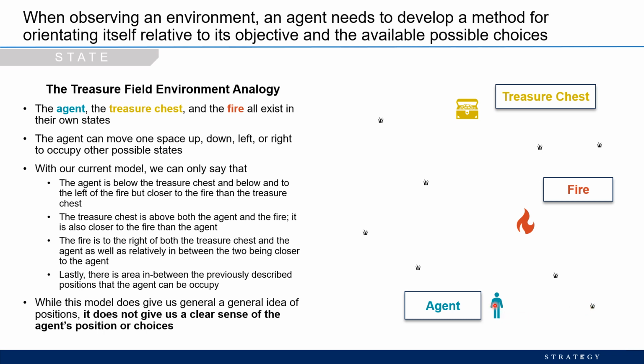As of right now, we really do not have a good way to define where this agent is, or where the fire is, or even where the treasure chest is. We can relatively say perhaps that this agent is below the fire, the treasure chest is above the fire. Maybe the agent is a little bit to the left of the fire. The treasure chest is farther to the left of the fire. But our current model and our current view of this environment really doesn't give us a good way to describe the state of where the agent is.